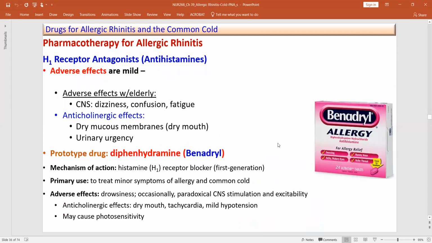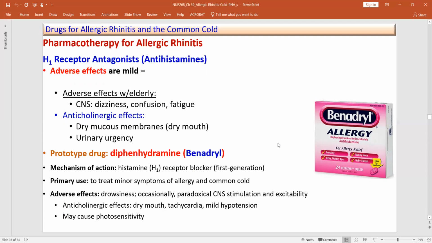So when we said sedation, that would be mild sedation or drowsiness with the first generation, but much less with the second generation. After a few doses, the patient will develop tolerance to this sedative action, after taking the drug a few times. The second generation antihistamines have less tendency to cause sedation because they do not cross the blood-brain barrier.